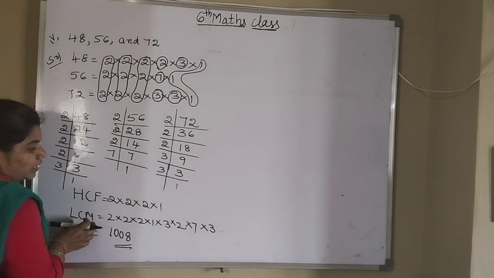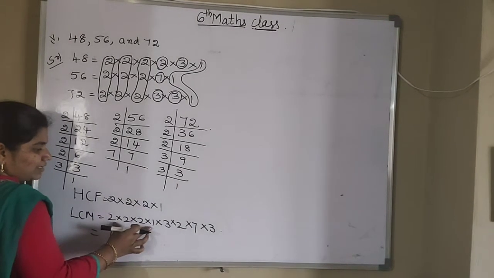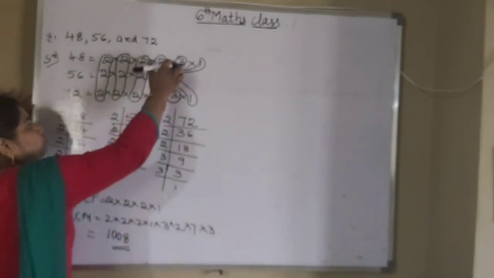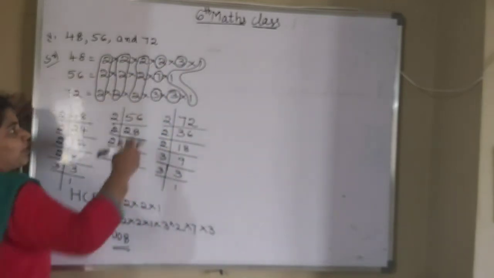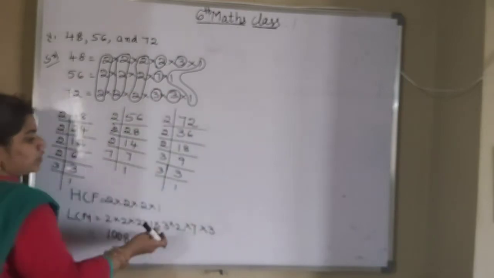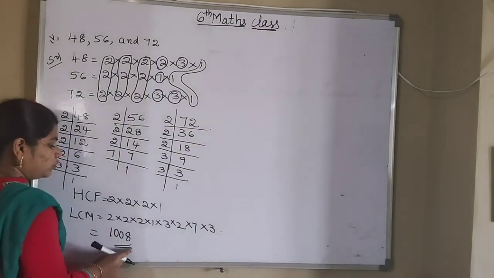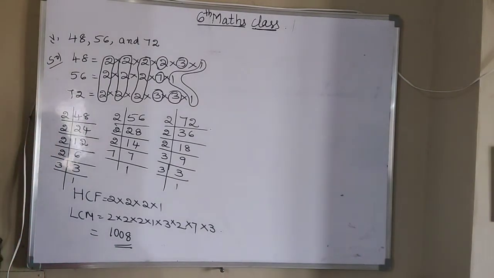Now how to find the LCM? HCF you write as it is, and the remaining numbers you write here. From these 2 3's I am taking only 1 3, and the remaining numbers are all alone, so I have written them in the same order. If you multiply all these terms, how much will you get? 1008. So this is our fifth bit.